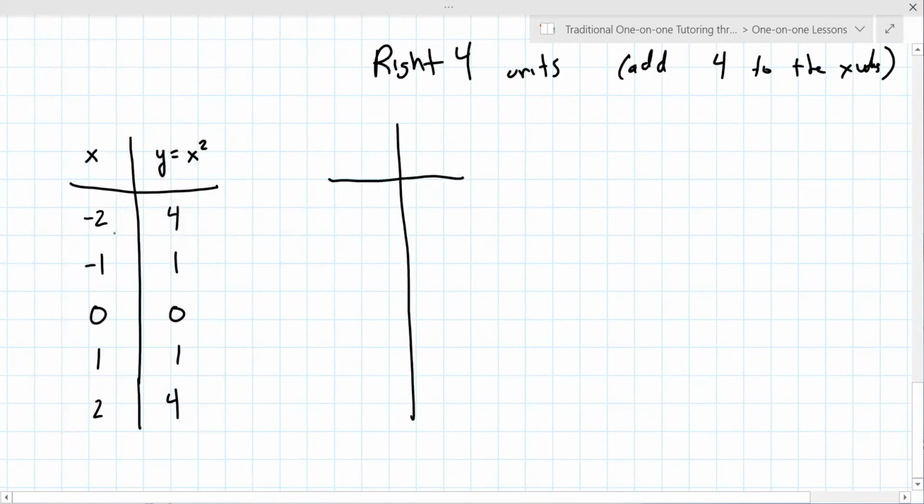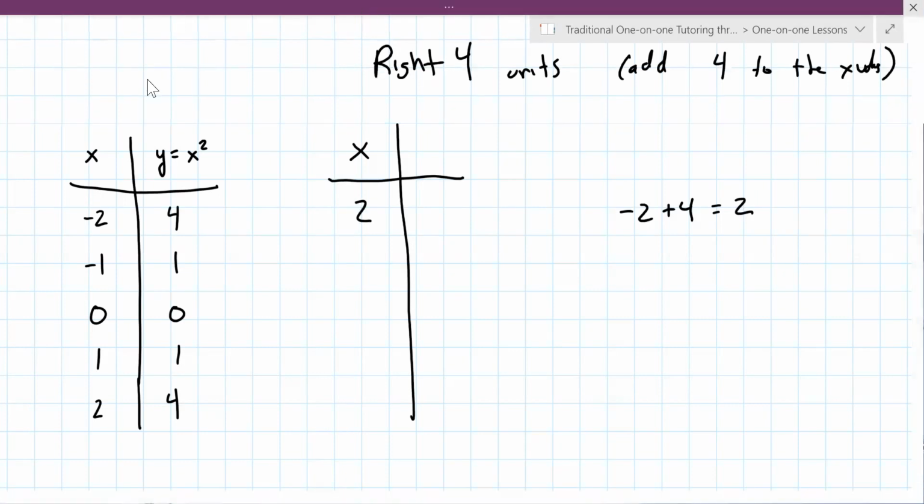So if you add 4 to negative 2, what does that become? We're just going to add 4 to each of these x values. Negative 2 plus 4, what is that? Negative 2 plus 4 is 2. It's 2.